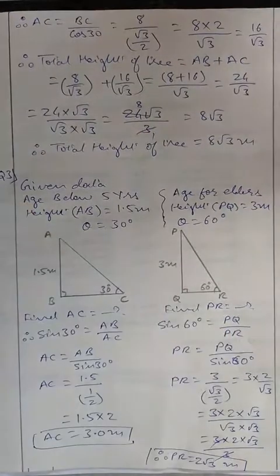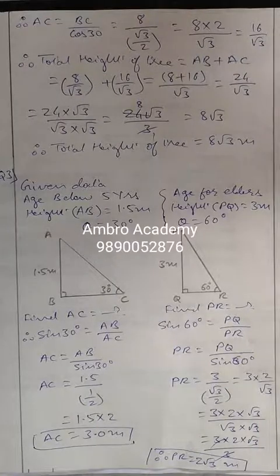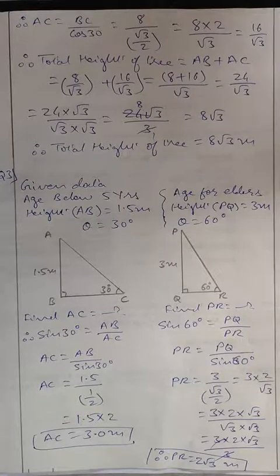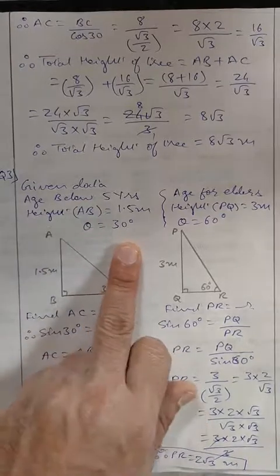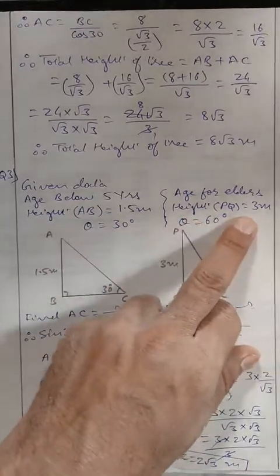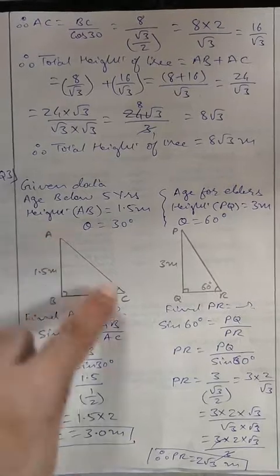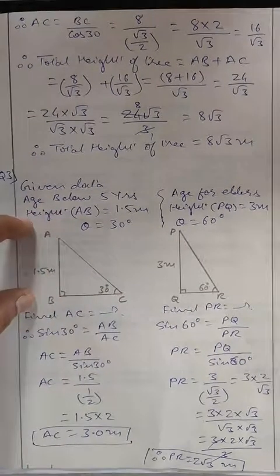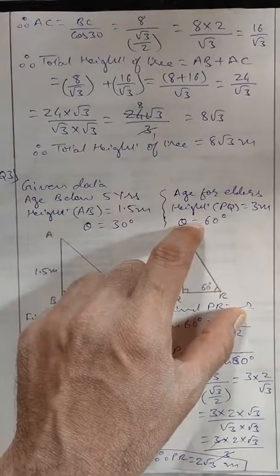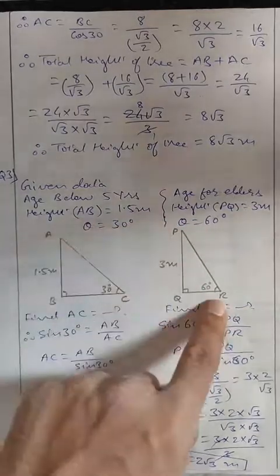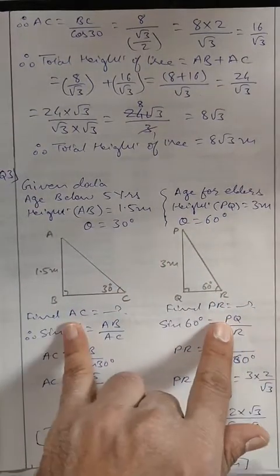A contractor plans to install 2 slides for the children to play in the park. For children below 5 years, the height of the slide is 1.5 meters and the angle is 30 degrees. For elder children, the height is 3 meters and the angle is 60 degrees. So here we have two figures. This AC is the slide. The height is 1.5 meters from the ground and the angle is 30 degrees. This PQ is the second slide for elder children. Height is 3 meters and angle is 60 degrees. We need to find AC and here we need to find PR. These two figures we have drawn.